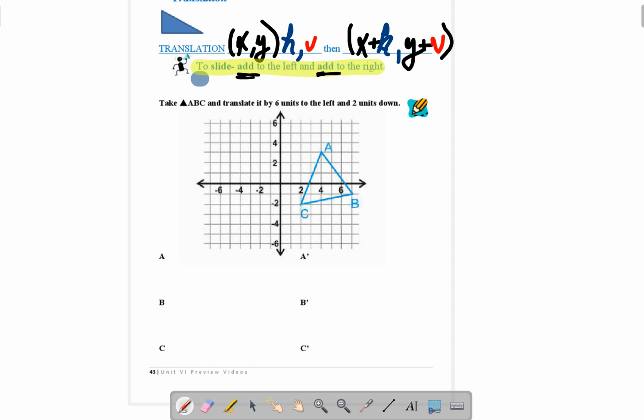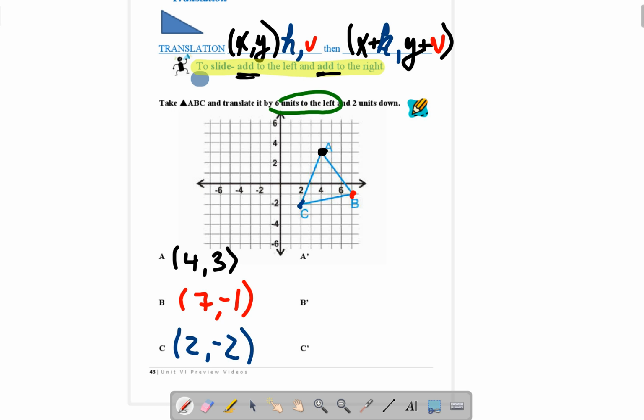So step 1, let's get our A coordinate. That is 4 and 3. Let's get our B coordinate. That is 7 and -1. And then our C coordinate is +2, -2. All right. It says we're going to translate it by going 6 units to the left. So technically we -6. And then 2 units down. And since it's down, it's also -2.